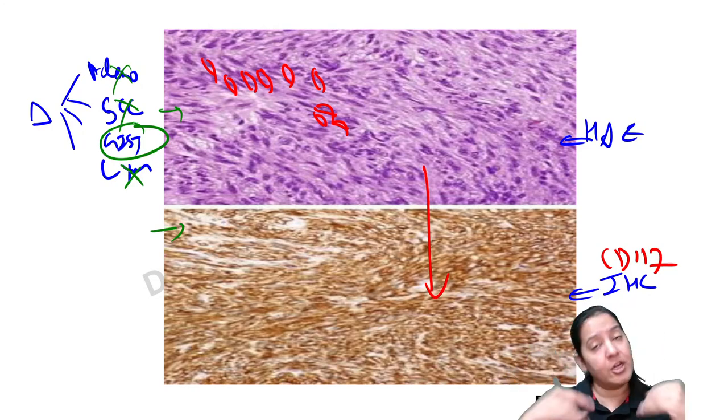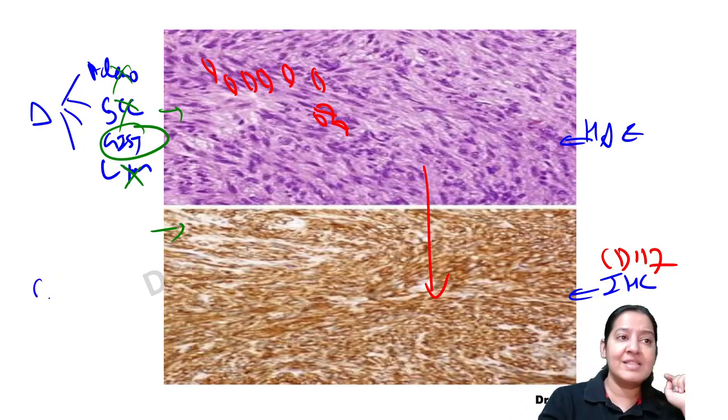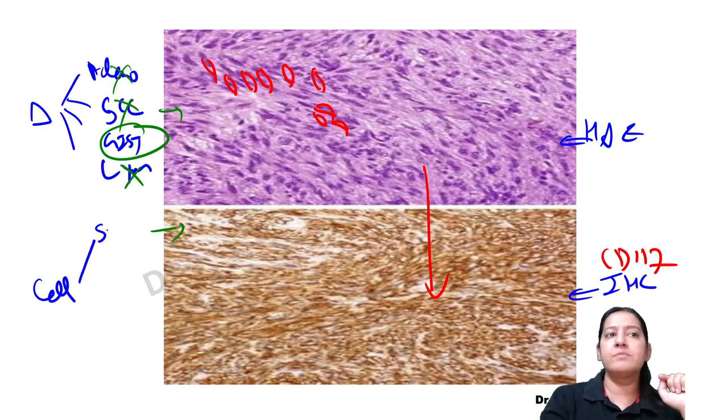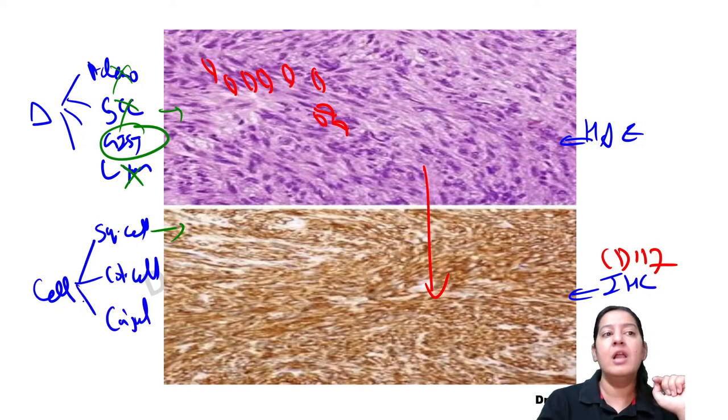The second question the examiner can ask on the same image: the image is the same, but the question is changed. Identify the cell of origin. Is it arising from squamous cell? Is it arising from columnar cell? Is it arising from interstitial cells of Cajal? Or is it arising from lymphocytes? What is the cell of origin?